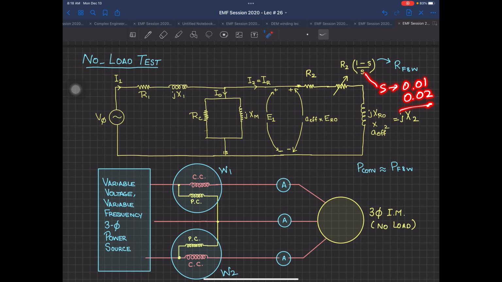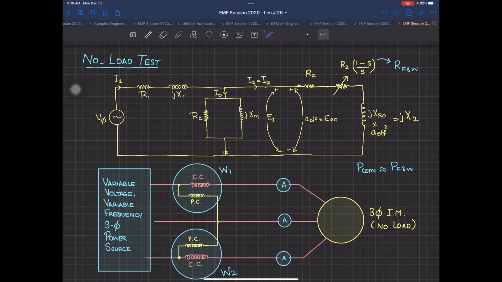But if it's a very bad machine, then certainly even at no load the slip may be something like 3 or 4%, which is really possible, but still typically 0.01 to 0.02. So that's why this resistance I have represented as R friction and windage. Now, converting this into an R friction and windage means that this resistance is going to dissipate the friction and windage power, and the main power is going to be used over here in this resistance. So this resistance is going to be using the most power over there.